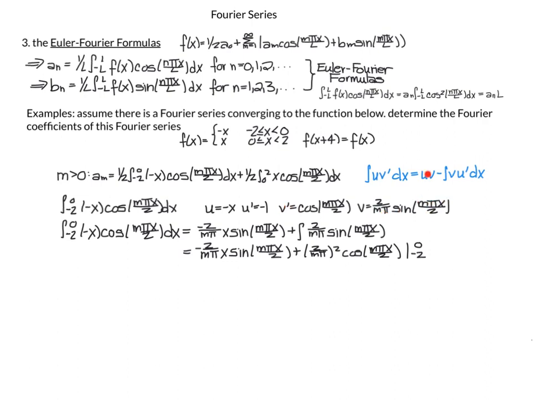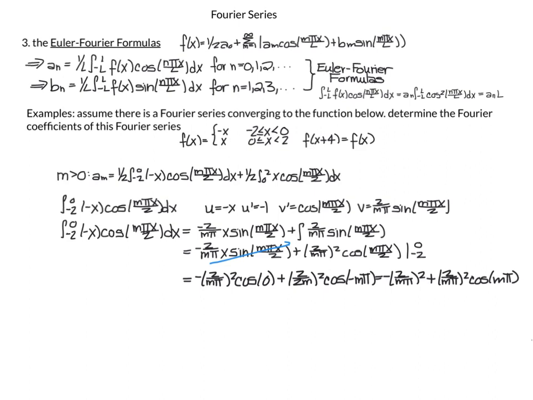We plug into our integration by parts formula, so we have u times v. Where's u? So I have my minus x times v, minus the integral of v times u prime. So u prime is minus, so that's going to become a plus, and our v is over here. So this we can integrate, and you see that I've done the integration, and then I can plug in my 0 and negative 2. When I plug in 0, sine of 0 is 0, and also the x is 0, so this will go away.